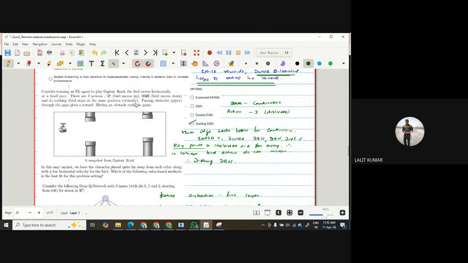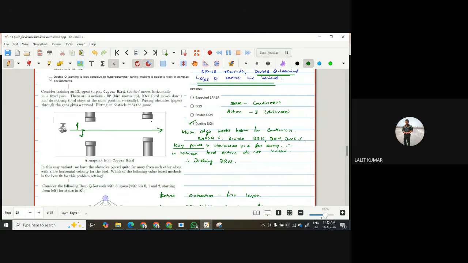Now these are some questions which look very, very tricky, but when you go through them, it becomes very, very easy. Consider training an RL agent to play a copter bird. The bird moves horizontally at a fixed pace, so it is moving like this, fixed pace. There are three actions: up, down, or do nothing, just keep on going.